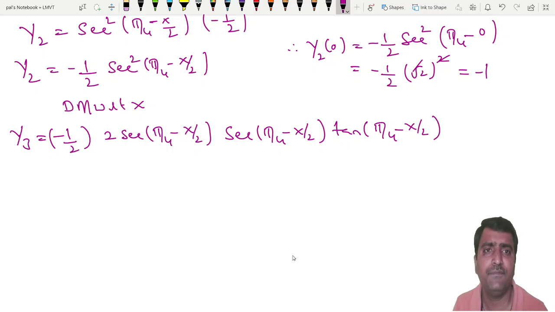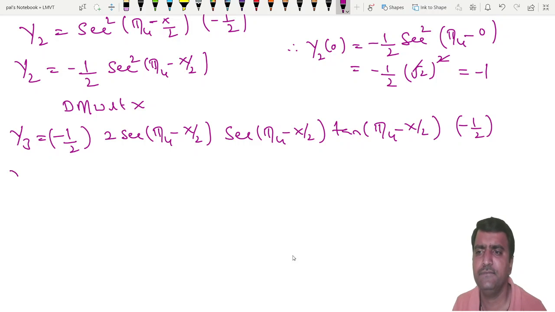Again differentiation of pi by 4 minus x by 2: differentiating pi by 4 minus x by 2 gives 0 minus 1 by 2, which is minus 1 by 2. Hope you understand this step. First we have to differentiate the power. Then the function inside the power, secant, we differentiate secant. Then the function inside secant, pi by 4 minus x by 2, we differentiate that. So that is the procedure.